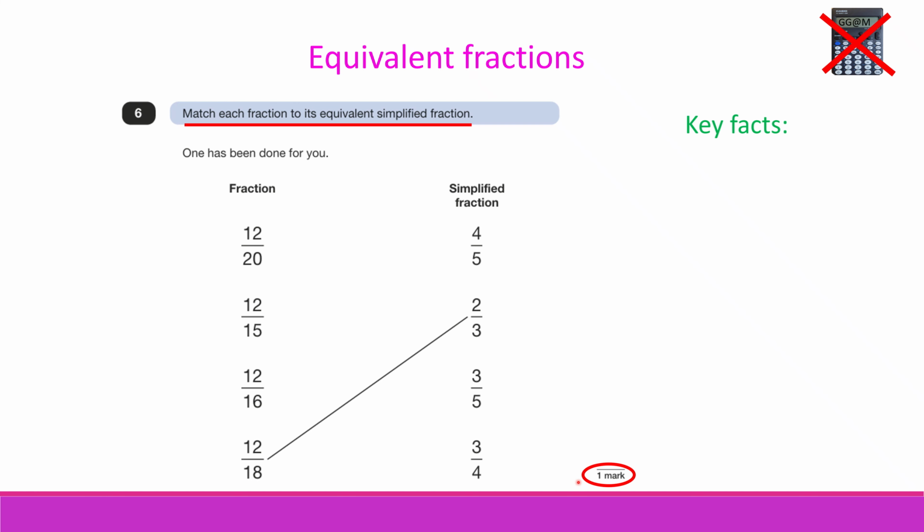So your key facts are that you need to know how to cancel a fraction. To cancel any fraction, you need to divide the numerator and the denominator by a number that is common to both numbers. So for example, on this one here, 12 over 18 cancels down to 2/3. The reason it does that is because 6 is a multiple of 12 and 18. So if we divide 12 by 6, we get 2, and divide 18 by 6, we get 3. That's why these two match up.